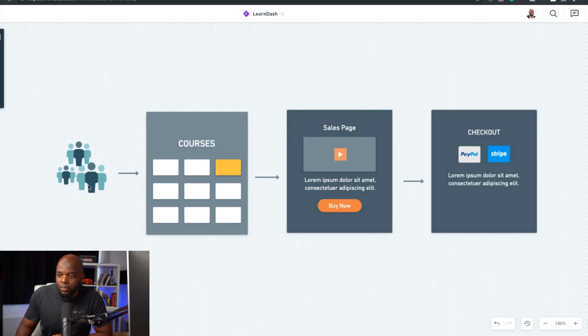So here is the traffic. People come onto your website, and let's say these are the courses. They select a course, and then straight away it takes them to the sales page. And then after the sales page, they go to the checkout page and then the thank you page. Now generally it works okay, but you can actually make even more money by introducing upsells, downsells, and order bumps.